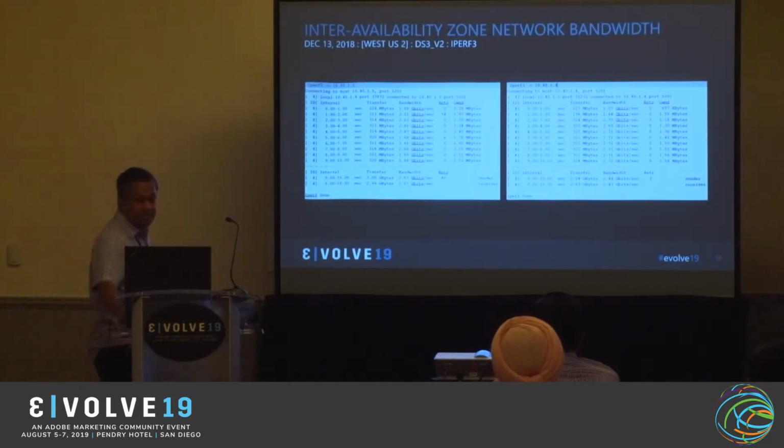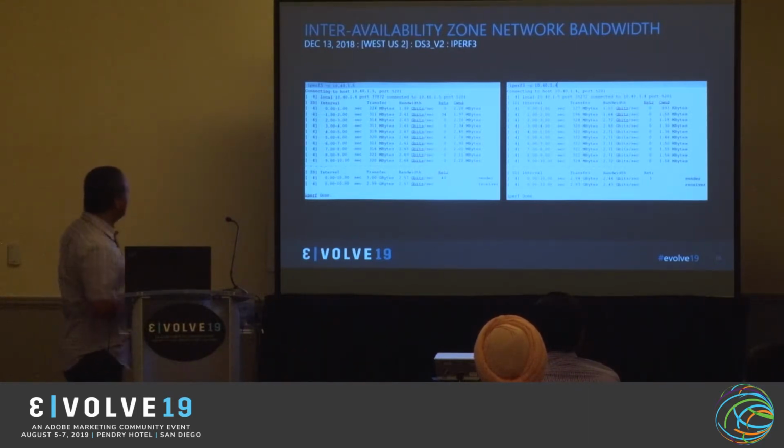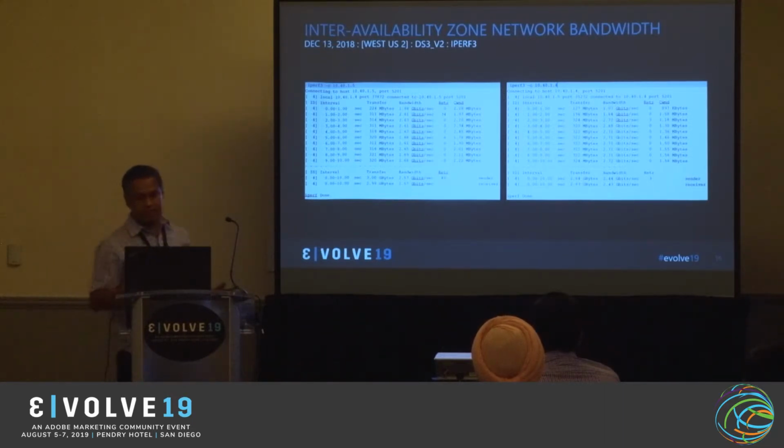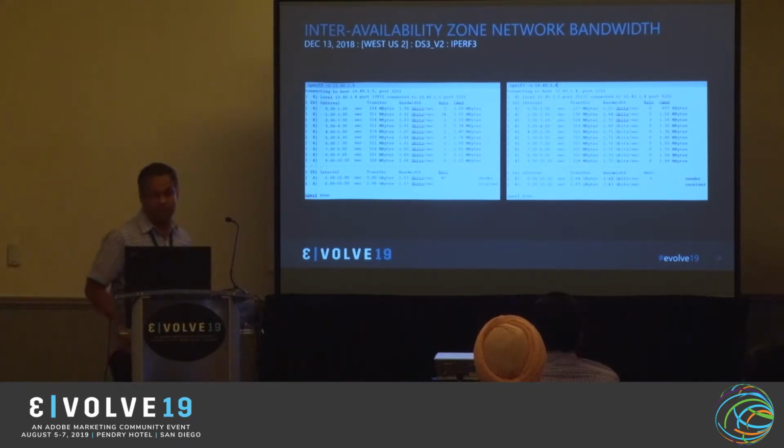And then we tested the network bandwidth between availability zones within a single region. We tested it in West US2, which is somewhere in Washington. They don't tell you the exact details, obviously. We were able to get about 2.5 gigabits per second throughput between 2 VMs in 2 different availability zones in the same region. And these availability zones can be up to hundreds of miles apart. That's the whole idea of an availability zone, right?